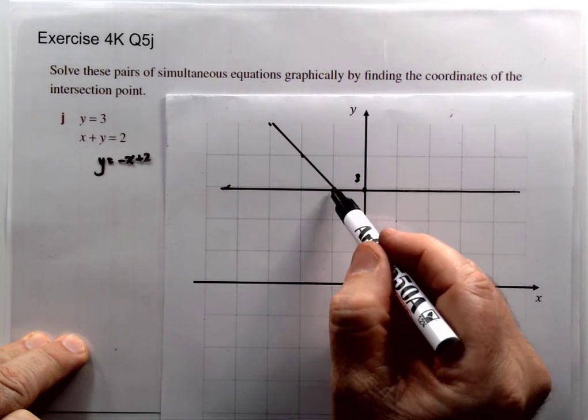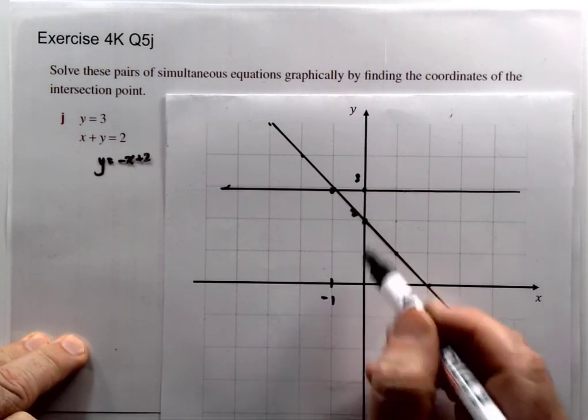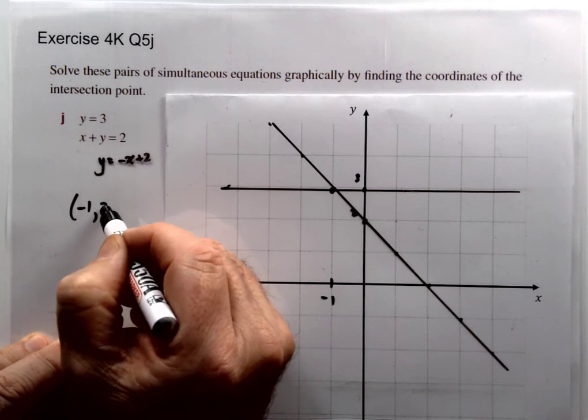Okay, there we go. So we can see at a glance that the solution there is going to be minus 1, 3.